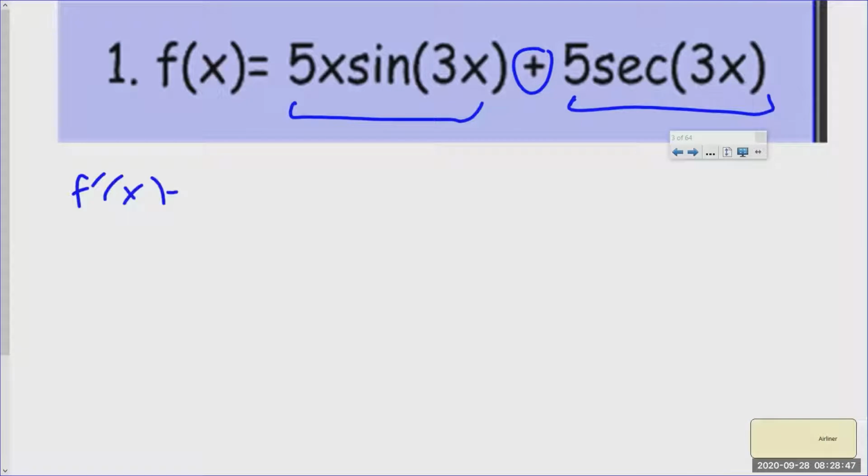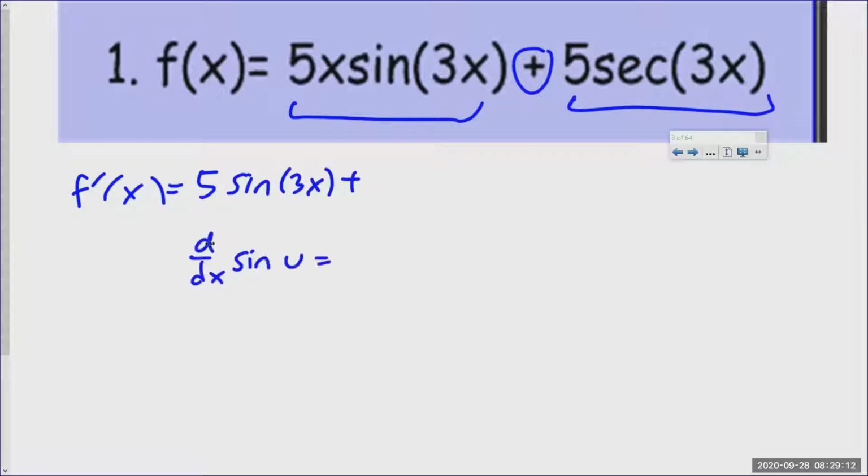So here we go. What's f prime? F prime is going to be the derivative of the first. Do you see you have 2 x expressions here? So what rule are you going to have to use? Product rule. So it's the derivative of the first times the second, plus the derivative of the second times the first. The derivative of sine u is cosine u du dx. My u here is 3x, so I just plug into the formula.